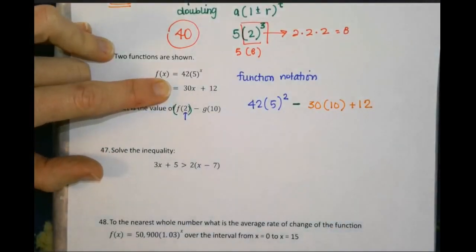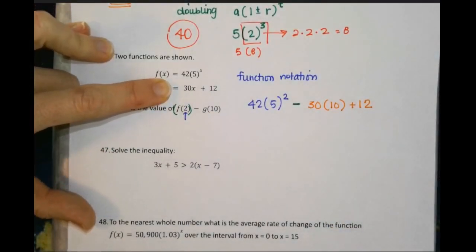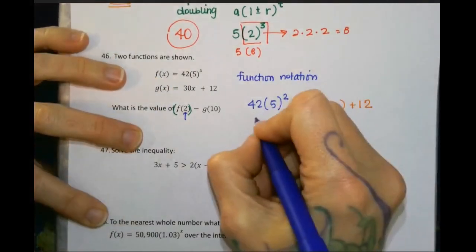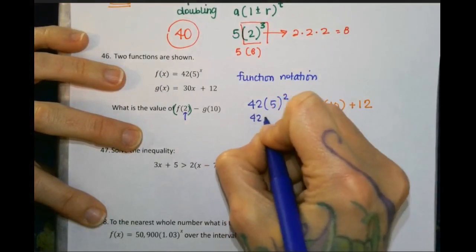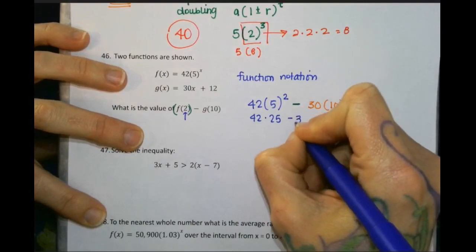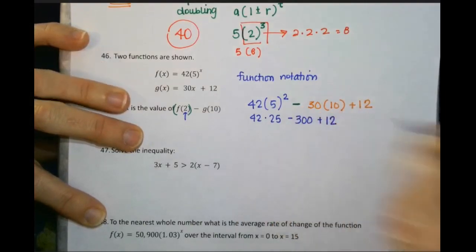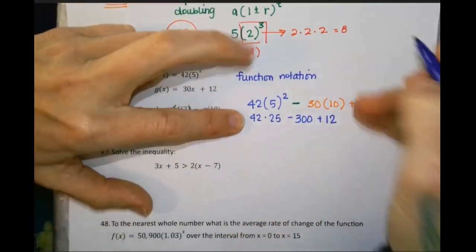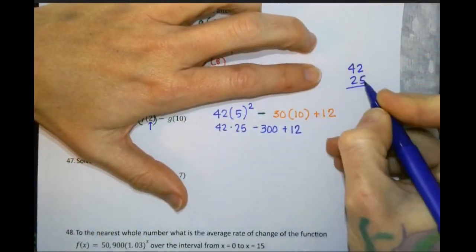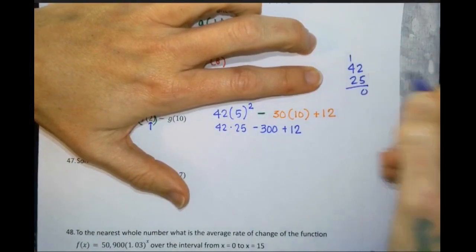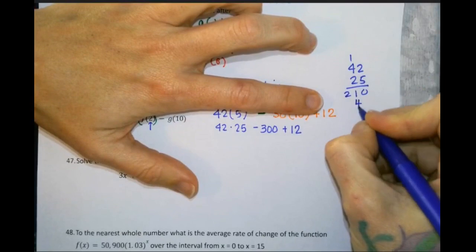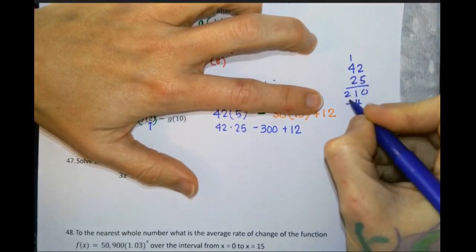And now again, so far, these numbers look like they're very much calculator active kind of numbers. 5 squared, remember that means 5 times 5, which is 25. So 42 times 25 minus 30 times 10 is going to give us 300, and we'll add 12. I'm writing it all the way out. 42 times 25, not nice if you didn't have a calculator, but doable. 5 times 2, 10. 5 times 4 is 20 with a 1 left over, so that's 210. 2 times 2, we're going to come in 1 is 4, and 2 times 4 is 8.